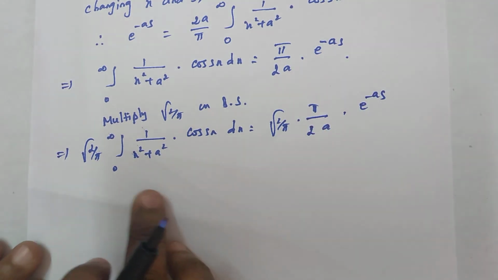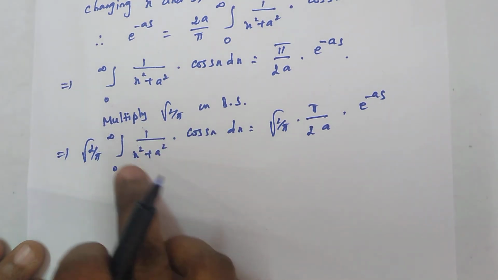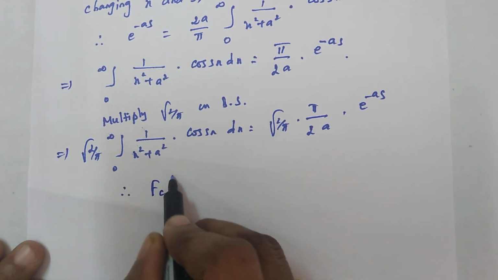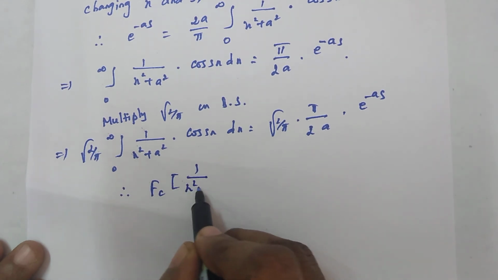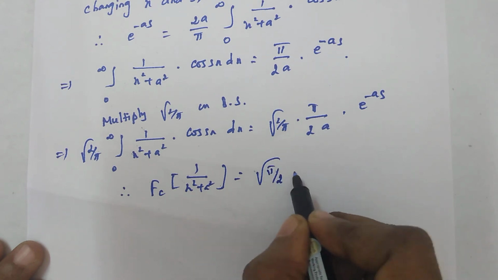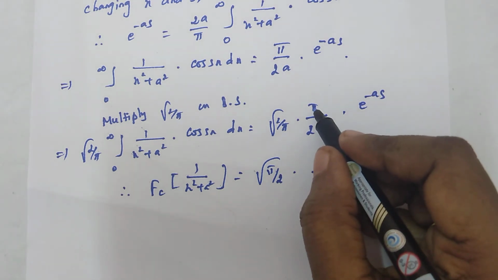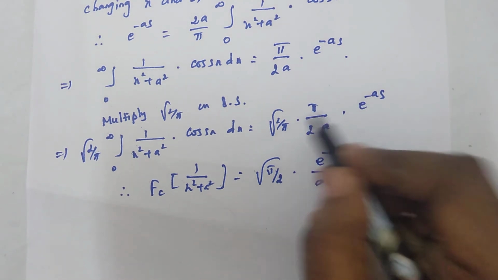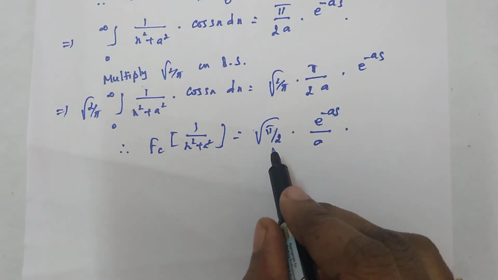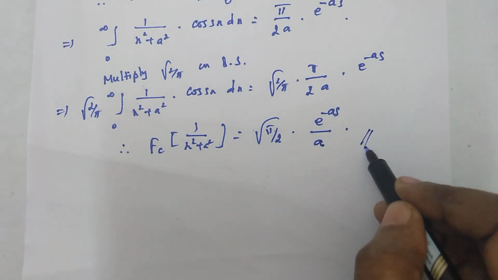Now look at the left hand side. Left hand side is nothing but Fourier cosine transform of 1 by x square plus a square. This is the result. So therefore fc of 1 by x square plus a square equal to root of pi by 2 e power minus as by a. Here pi can be written as root pi into root pi. One root pi will be cancelled. In the same manner root 2 into root 2, so root 2 will also be cancelled. So we get the answer as root of pi by 2 e power minus as by a. This is the answer for the given f of x.